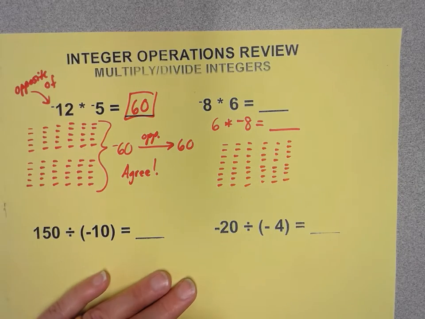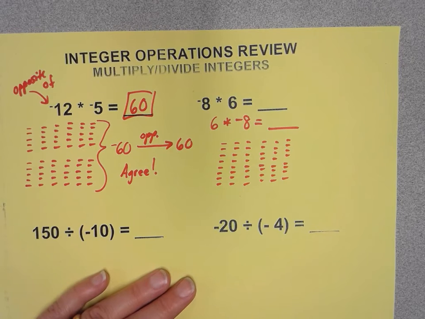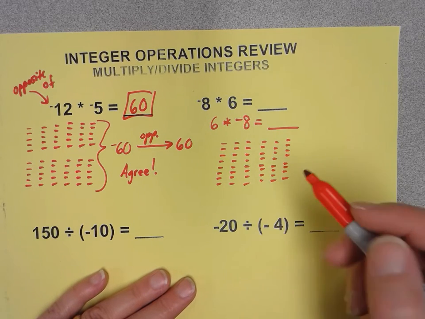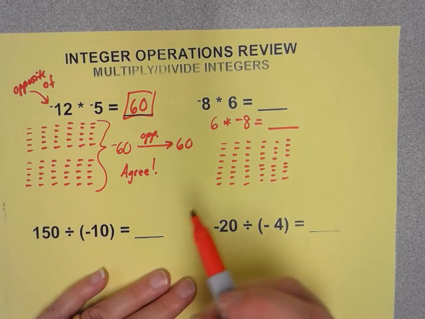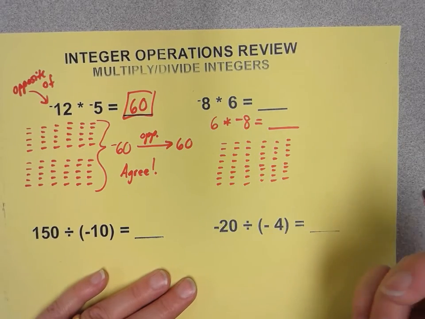Again, kind of impractical. When we get this high in numbers, it's definitely concerning that an error could happen, but we'll give this a try. Here I have 6 groups of -8, and if you notice, I don't have to find the opposite of that at all. So 6 groups of -8.